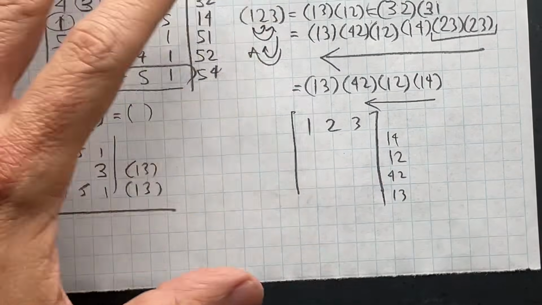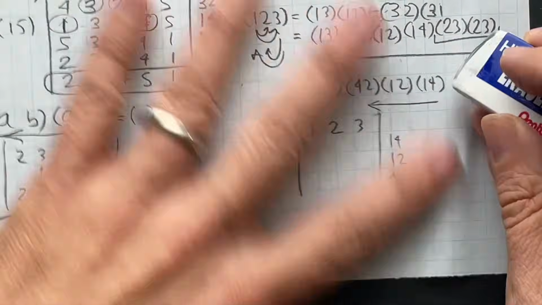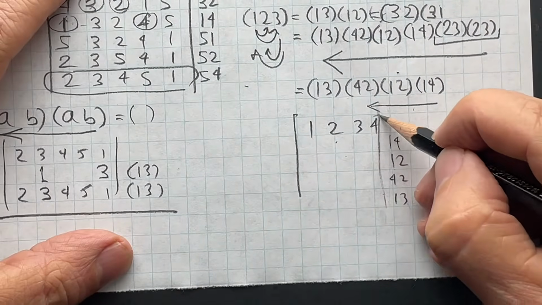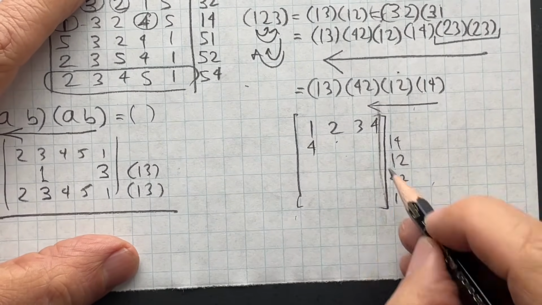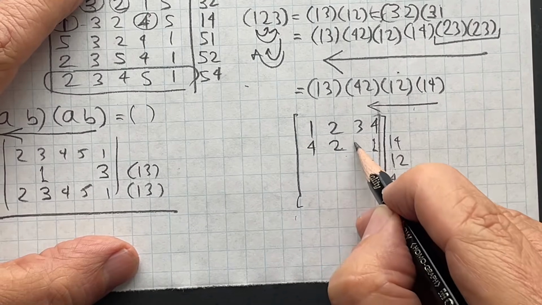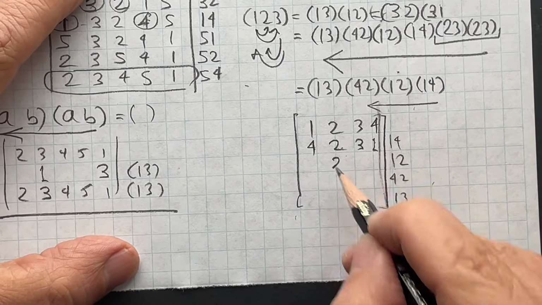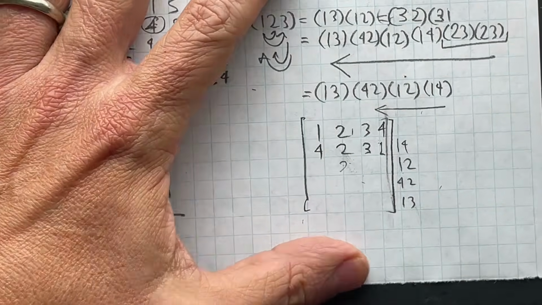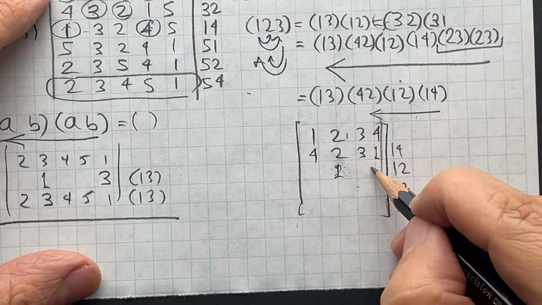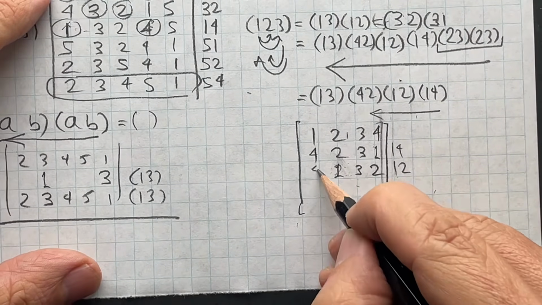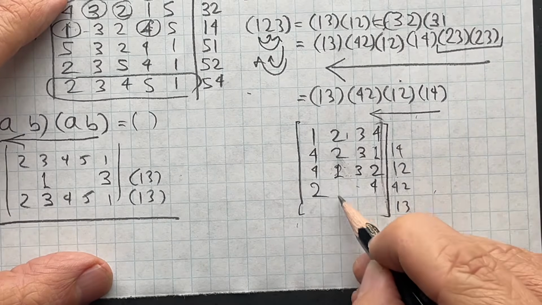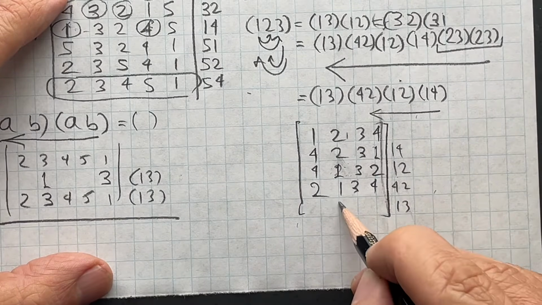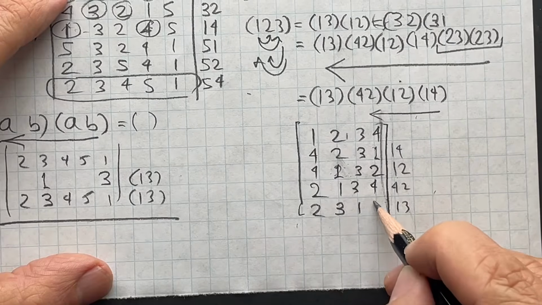Oh, I'm sorry. There's a 4 there. Okay, so 4, 1. Then, oh yeah, very common mistake that I make. I just write the same number again. 2, 4, and then 3, 1.